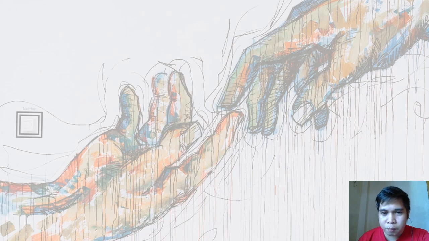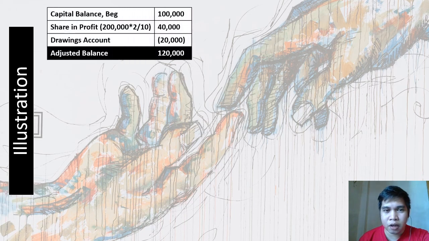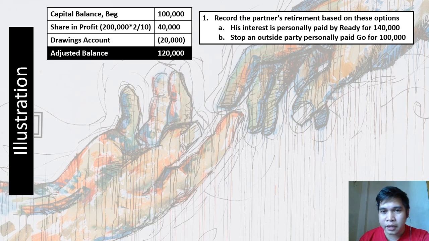Okay, since we already computed the updated balance of the retiring partner, which we already computed earlier, yan. So, capital balance 100, share profit 40, drawings account 20,000, adjusted balance 120,000 pesos. So, pwede na po tayo mag-proceed doon sa ating ultimate goal, which is the retirement of partner. So, ngayon, nagbigay tayo ng independent cases kanina. So, isolve natin yun isa-isa. So, mag-focus muna tayo dun sa first two. So, sabi daw dyan, record the partner's retirement based on these options.